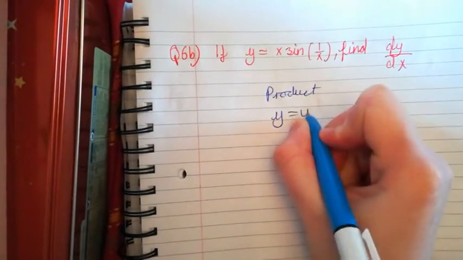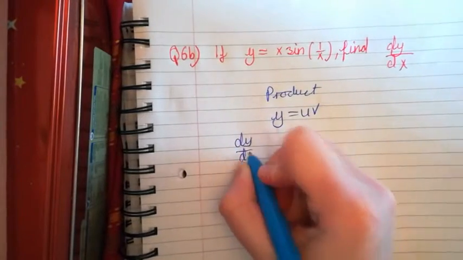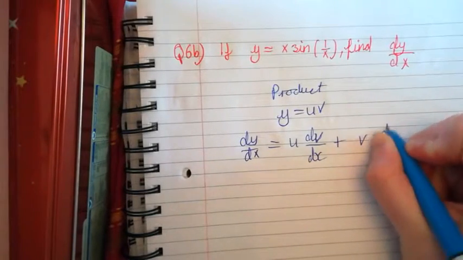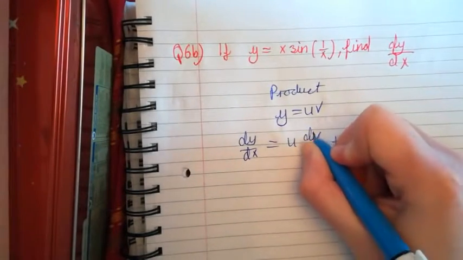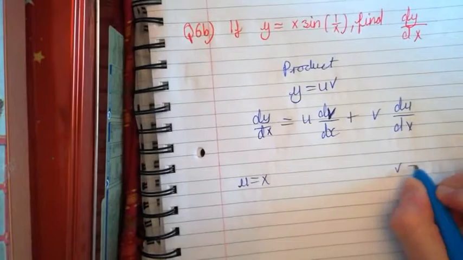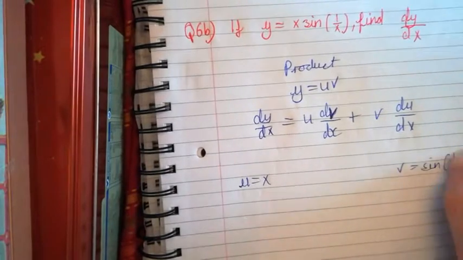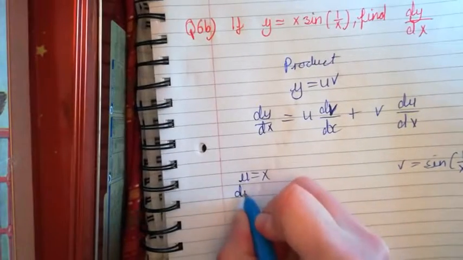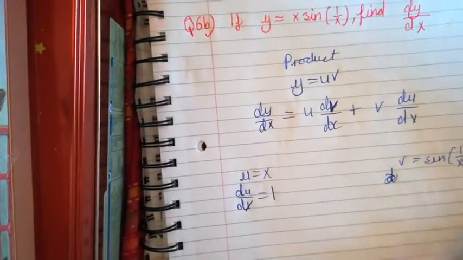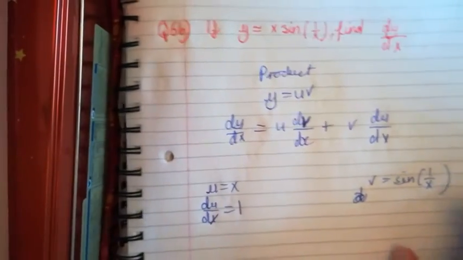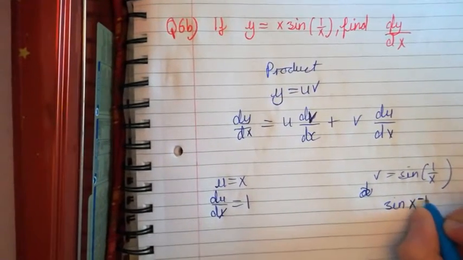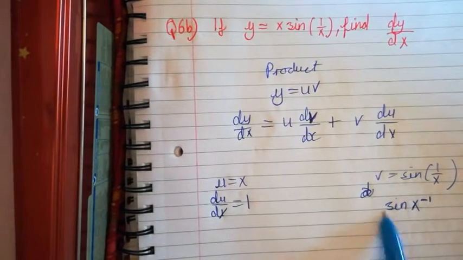So that's if y equals uv, then dy dx equals u dv dx plus v du dx. So u is equal to x, and v is equal to sin of 1 over x. The derivative of u with respect to x will be 1. We can't differentiate v the way it is at the moment, but if we bring the x above the line, as x to the power of minus 1, we're going to have to use the chain rule to differentiate this part.